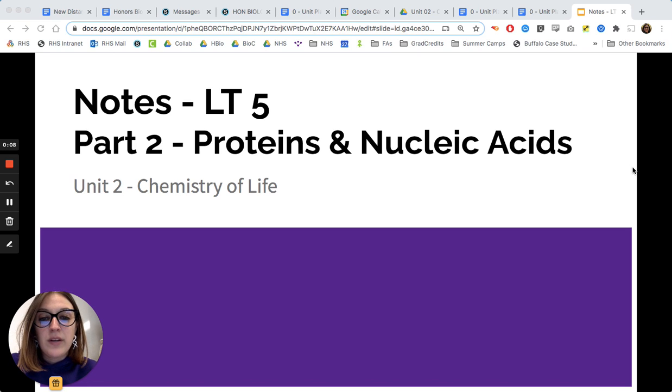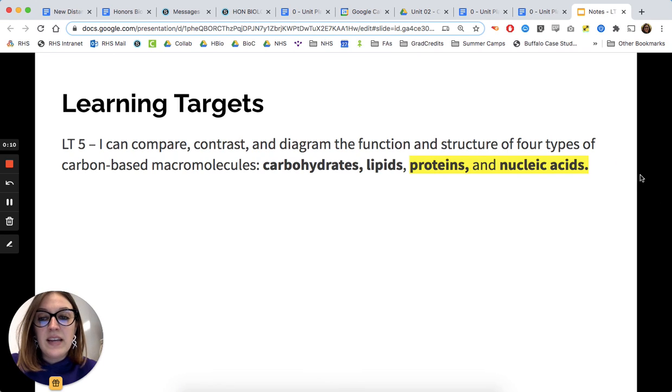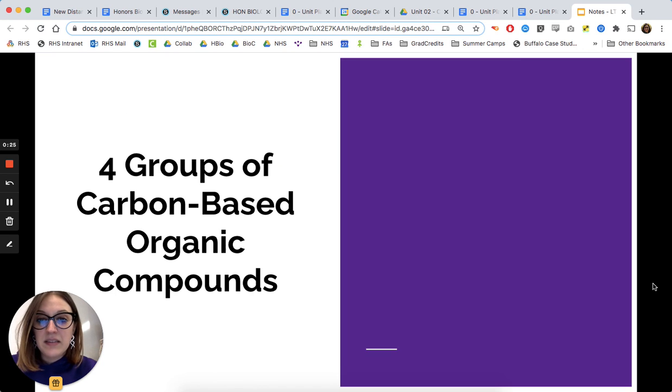Today, we are going to focus on proteins and nucleic acids. Learning Target 5 states, I can compare, contrast, and diagram the function and structure of 4 types of carbon-based macromolecules. Today, we will focus on proteins and nucleic acids.